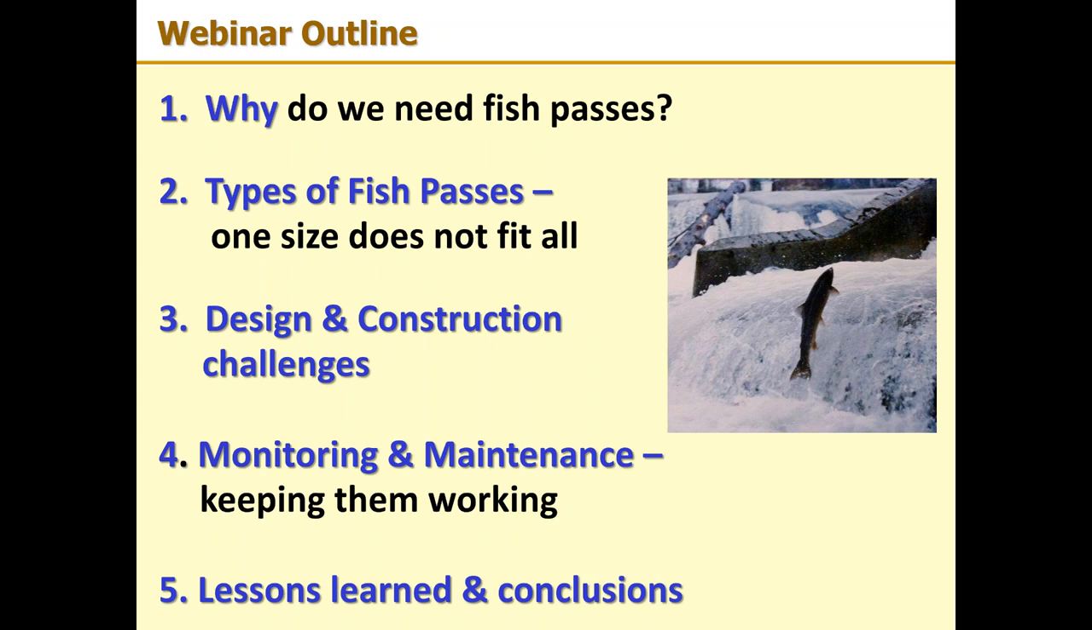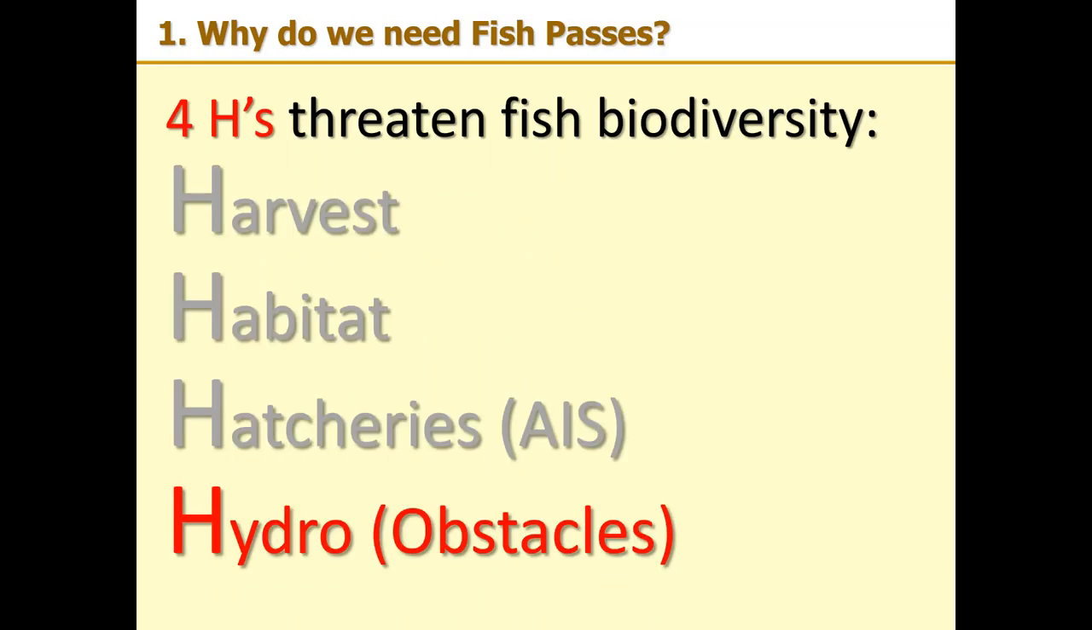So, first question first, why do we need fish passes? Well, it has been said, and I think for a reason, that everything that impacts on fish and on ecosystems in freshwater starts with an age. The first age is overexploitation, is harvest. The second age has been habitat loss. The third age has been hatcheries, and perhaps more specifically, aquatic invasive species. And the fourth age, which is the subject of this talk, has been obstacles, barriers, more often than not caused by hydroelectric developments. So this is the fourth age that we are going to be dealing with today.